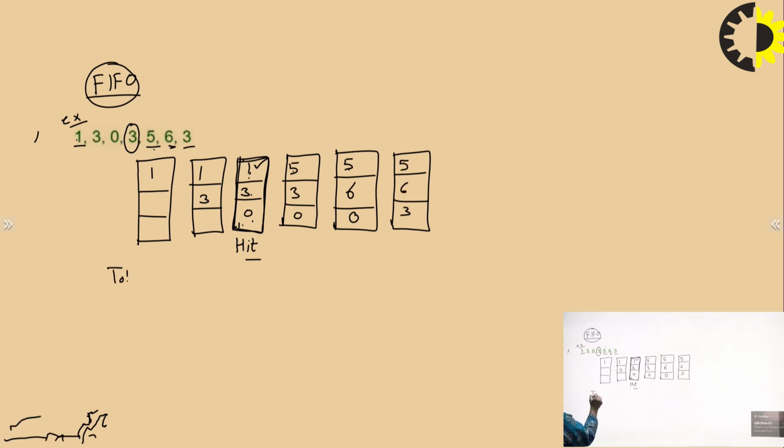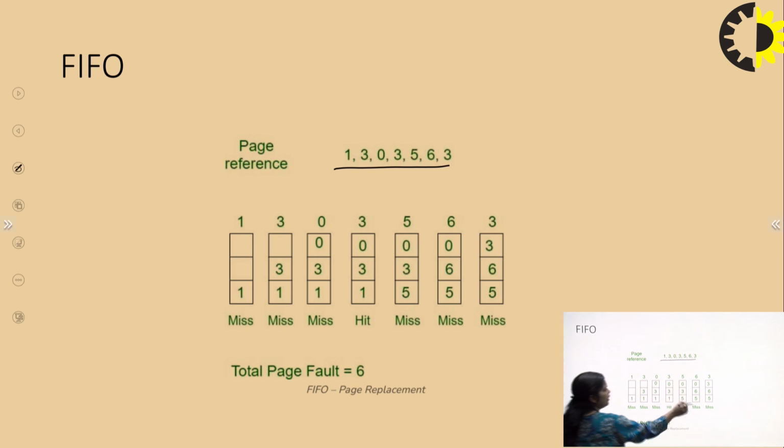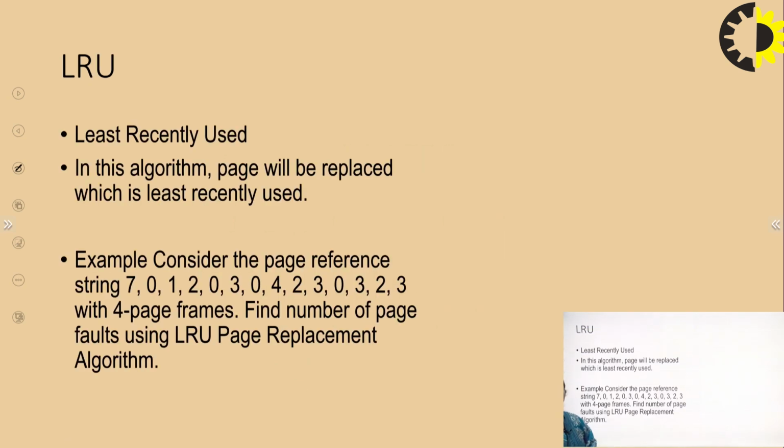So you can write as an answer, total number of page faults equal to, you have to count: 1, 2, 3, 4, 5, 6, that is 6. Total number of page faults is 6. Let's take another example. So here you can see 1, 3, 0 and the total page faults will be 6.